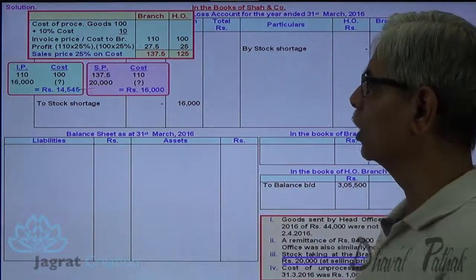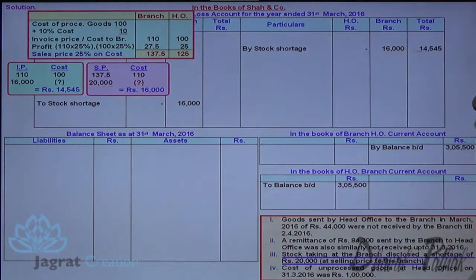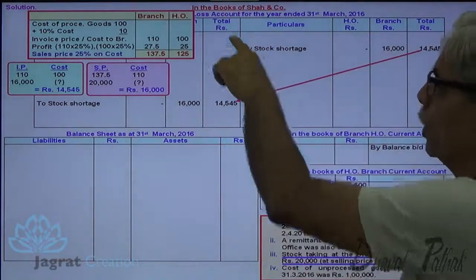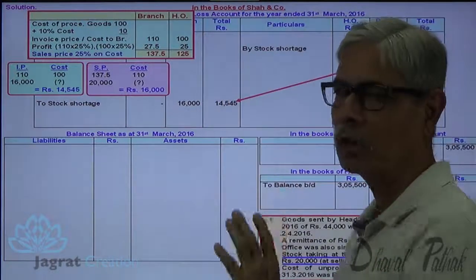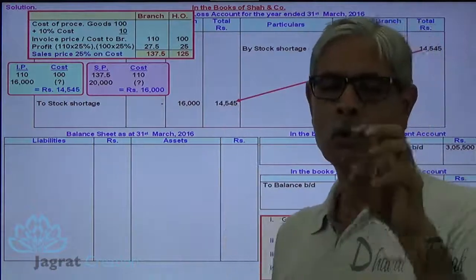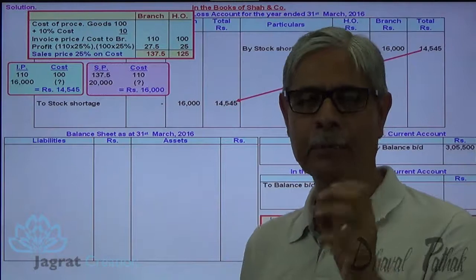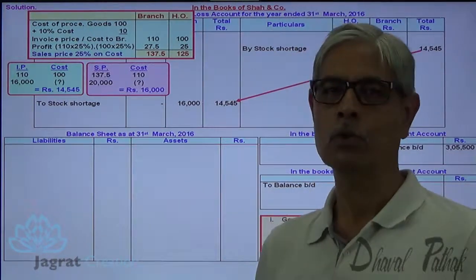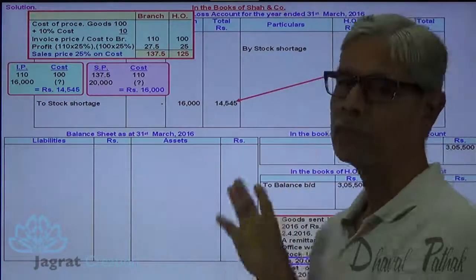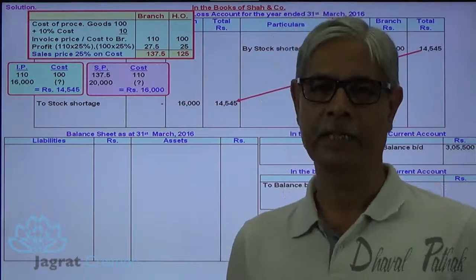So in this total column, I will write down 14,545, and in loss also, I will write 14,545. So in total columns, total column doesn't mean always the total of these two numbers. Total means the overall consolidated view from the consolidated point of view of HO and branch together. So here, shortage of stock, that I will write 14,545. So this is how this adjustment is taken care of.